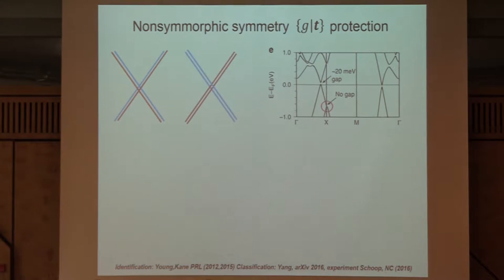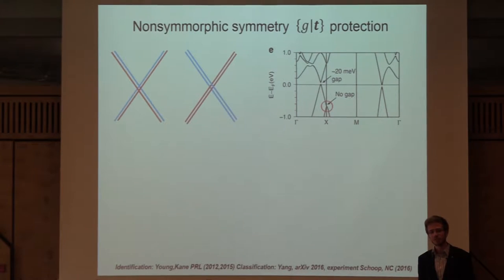So the question now is whether in antiferromagnets you can protect these fermions and eventually use this additional symmetry to tune it by rotation of the staggered field. And it turns out that it's possible, and today I will show you that it's possible with non-symmorphic symmetry. So what is it? I will start with a general scheme.